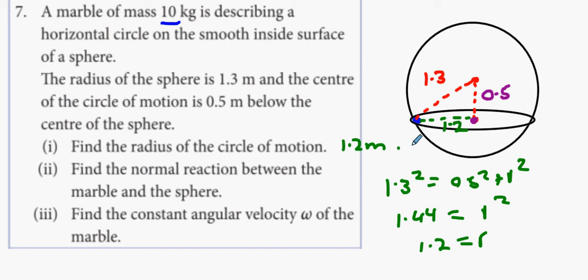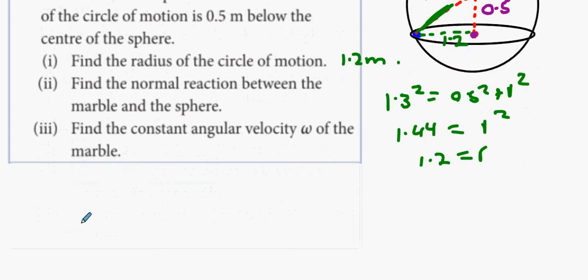Alright, next thing. Now, the normal reaction is the R value, and as you said earlier, the R value is acting along the radius, has to act through the centre of the circle, so your R value is always perpendicular to the tangent point, alright? So we know our R value is going in this direction here. We call this angle X.